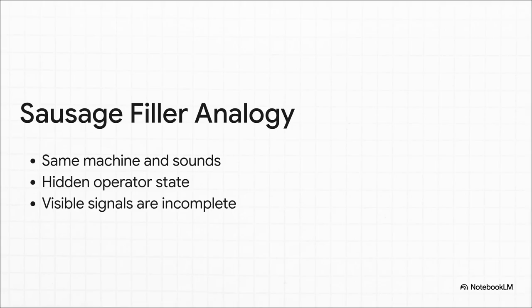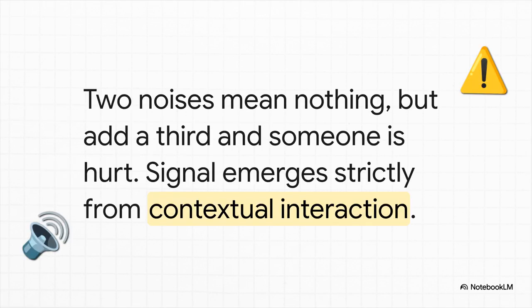We see the same idea pop up again in what's called the sausage filler analogy. So you could have the exact same machine making the exact same mechanical noises, doing the exact same physical process. But the outcome is going to drastically change based on hidden variables. Things like the care factor, the fatigue, or the intent of the human operating it. Measuring just the physical output or the visible signal completely misses the crucial hidden human elements at play in the system.